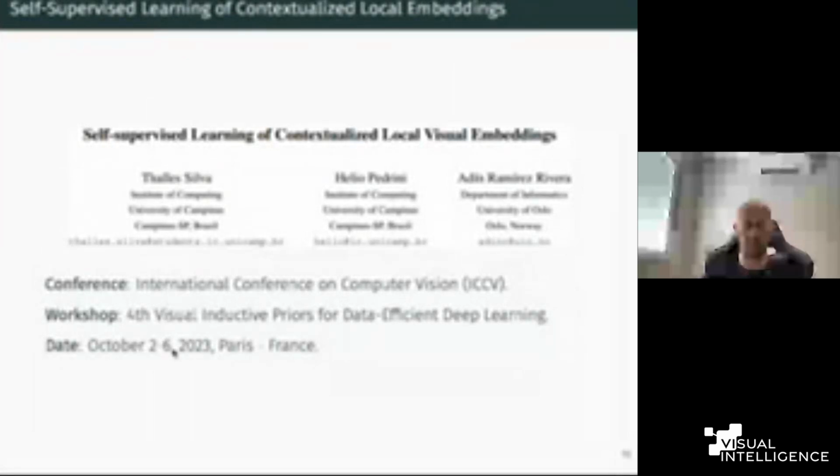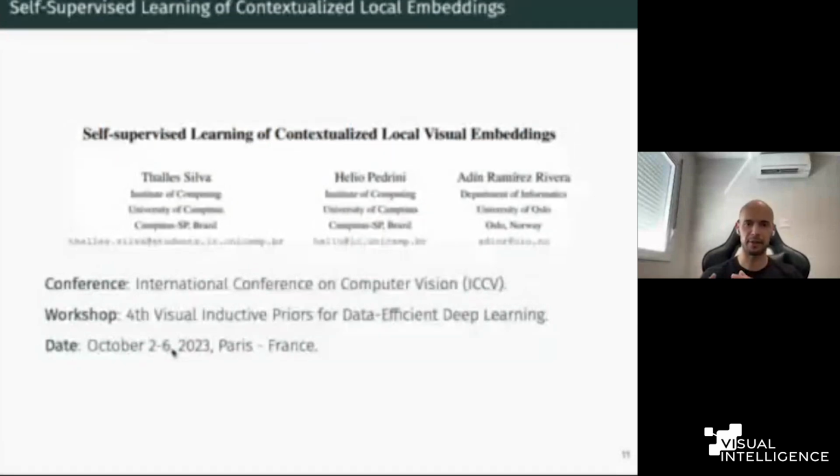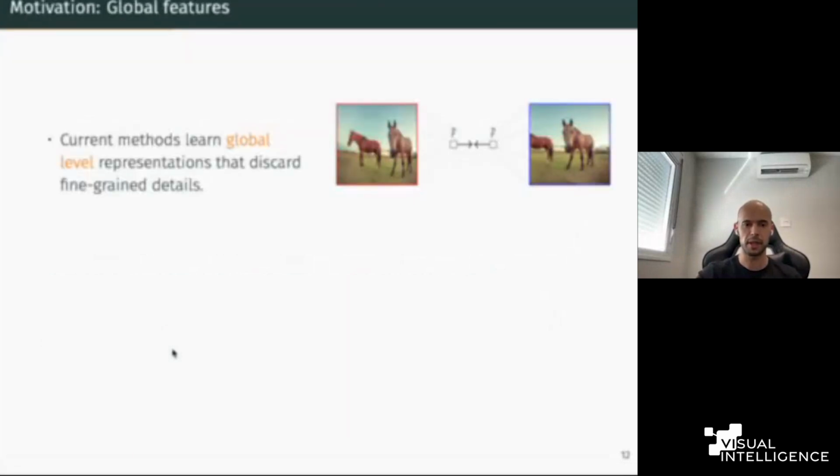So based on this motivation, we proposed this idea of a contextualized local embedding method. We call this method CLOVE. It's basically self-supervised learning of contextualized local embeddings. We presented this at an ICCV workshop back in 2023. And the motivation here, let's start, is basically this.